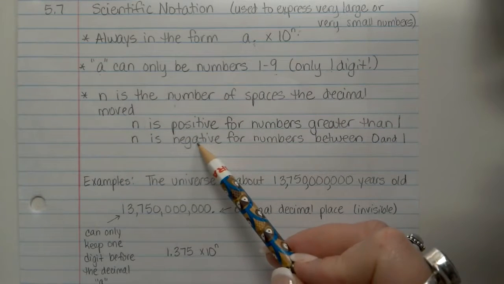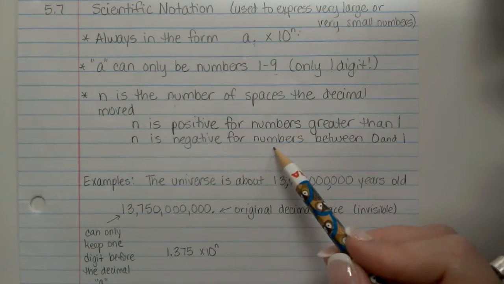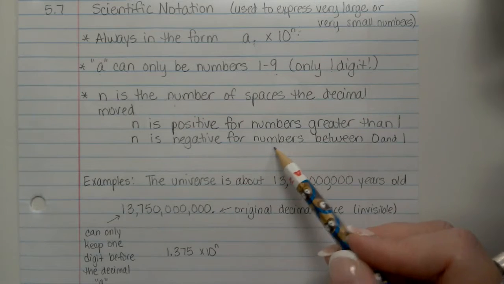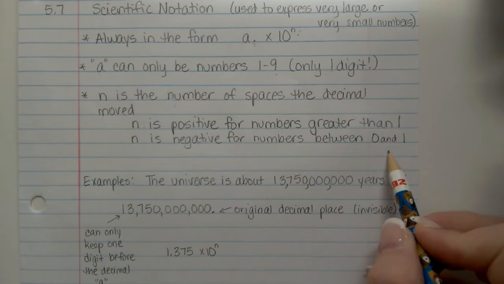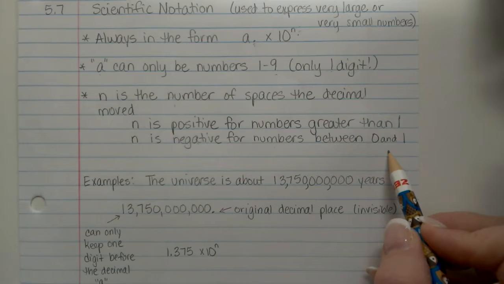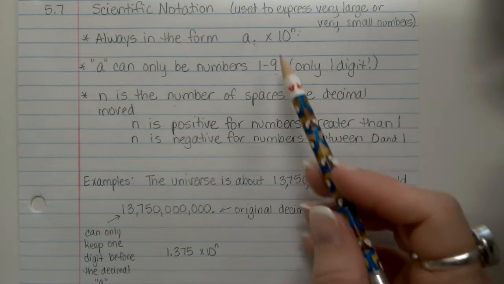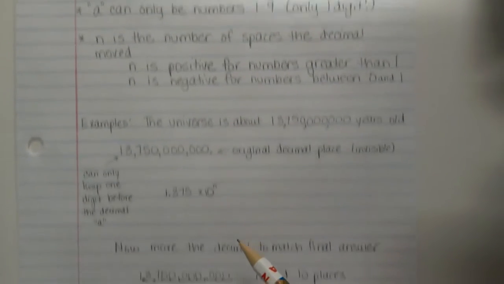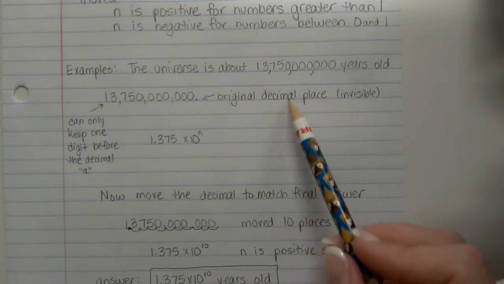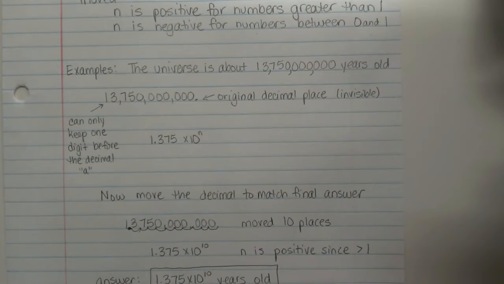However, n is going to be negative if the actual value of the number that you're putting in scientific notation is a fraction. If I won 10 cents in the lottery, it wouldn't be worth the drive to go pick up the 10 cents, okay? So that's a negative thing. So here's some examples. The universe is about 13, let's see, that's billion years old, okay?